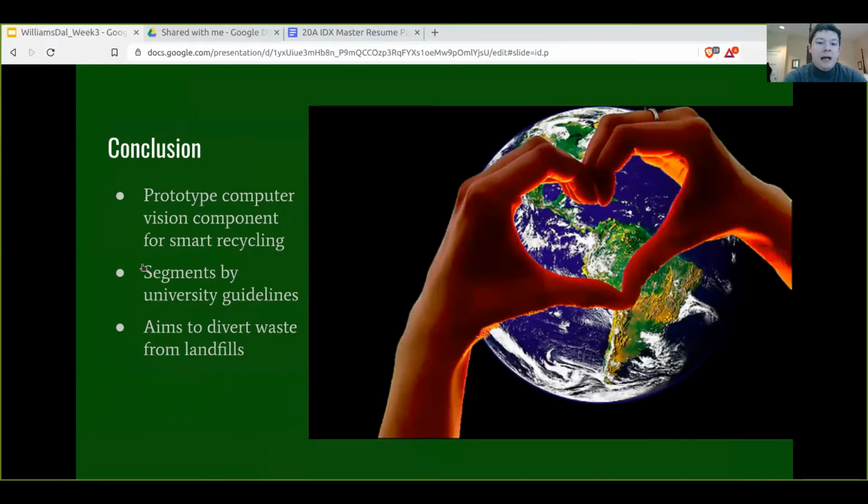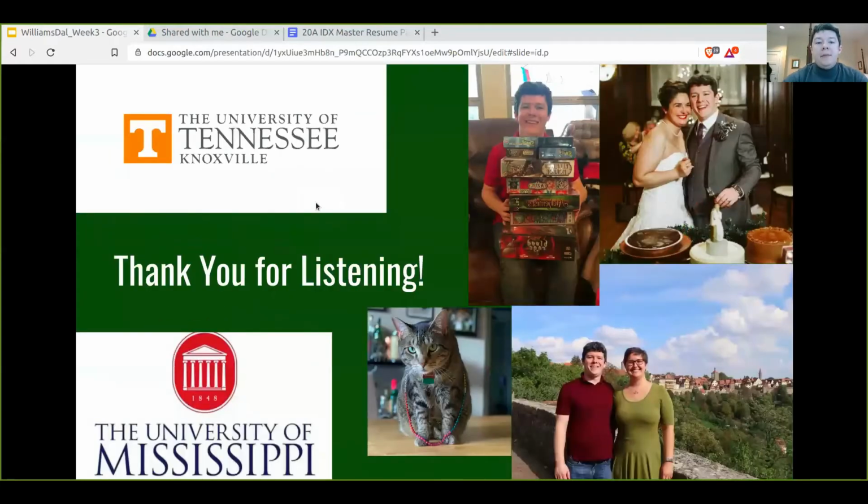In conclusion, I developed a prototype model to allow recyclable segmentation on a university-by-university basis, aiming to increase recycling center efficiency and profitability. Once again, my name is Dal Williams.